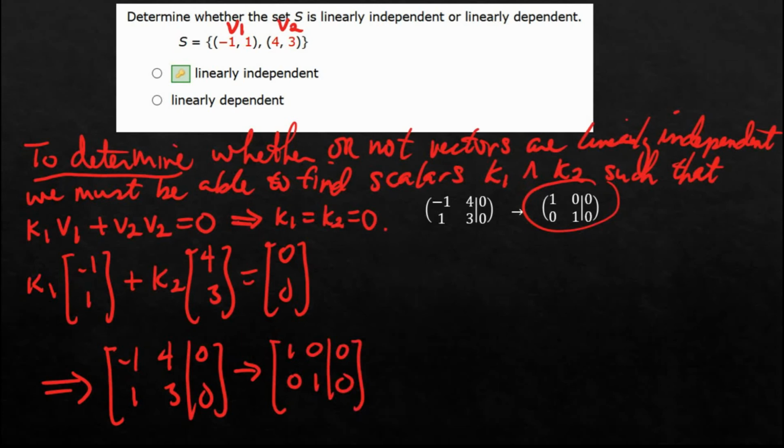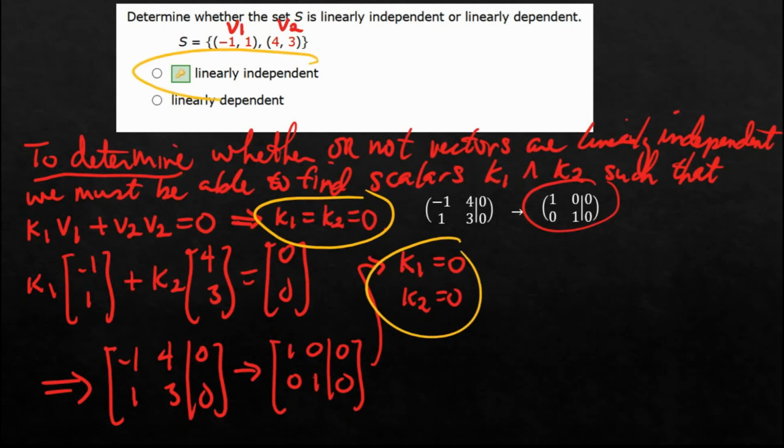I don't have to rewrite it, I got it right there. So that tells me what? Well, when I read this, this is 1 times k1 is equal to 0. This is 1 times k2 is equal to 0. Well, if I have that, then that tells me that I have linear independence, right? Okay.